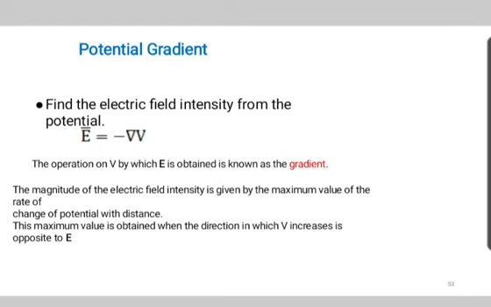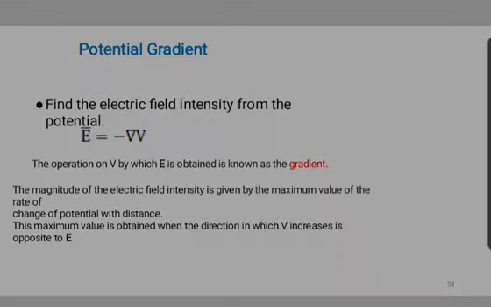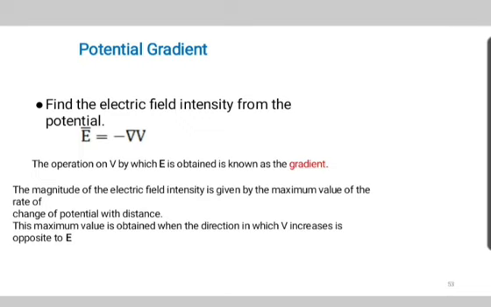So what is potential gradient? It is defined as a change in potential with respect to distance. The operation on V by which E is obtained is known as gradient. The magnitude of the electric field intensity is given by the maximum value of rate of change of potential with distance. This maximum value is obtained when the direction in which V increases is opposite to E.